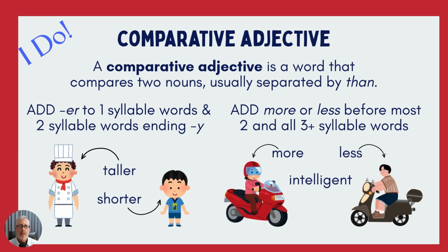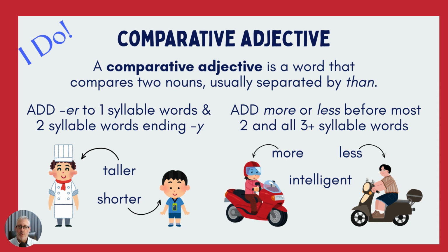Okay, so I do. Comparative adjective. A comparative adjective is a word that compares two nouns and is usually separated by the word than. So if we look here, we add er to one syllable words and two syllable words ending in y. So for example, the man, the baker, he's taller than the boy. Tall is the adjective. The boy is shorter than the baker. Shorter, we also added er.